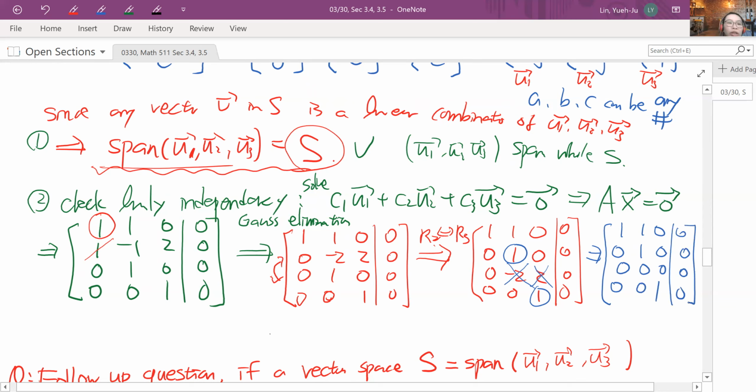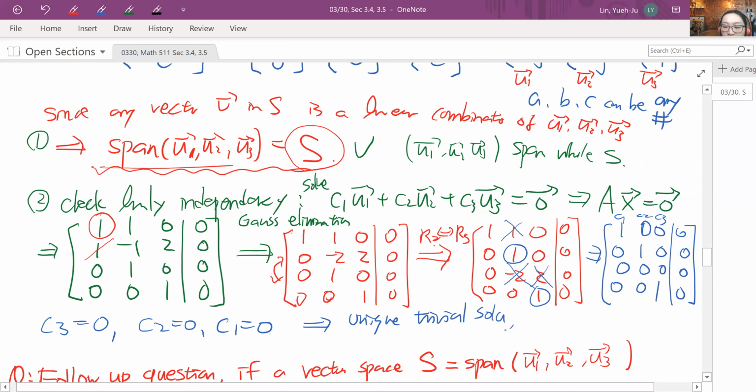I'm going to stop here, and then you can also cancel out this using the 1 here. So eventually, if you really simplify to REF, I was supposed to switch the bottom row with the third row, but you can see that in this case you solve C3 to be 0, and C2 to also be 0, and C1 to be 0. So this tells you that you only have the unique trivial solution, meaning U1, U2, U3 are linearly independent.